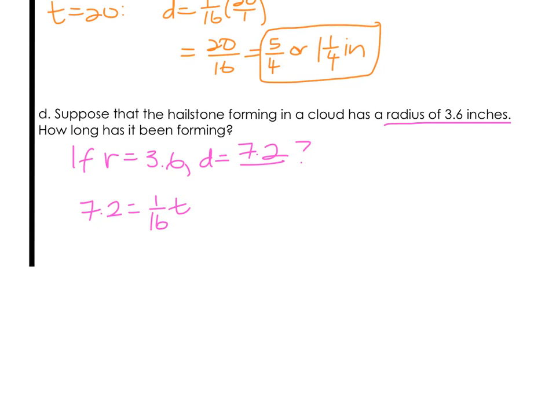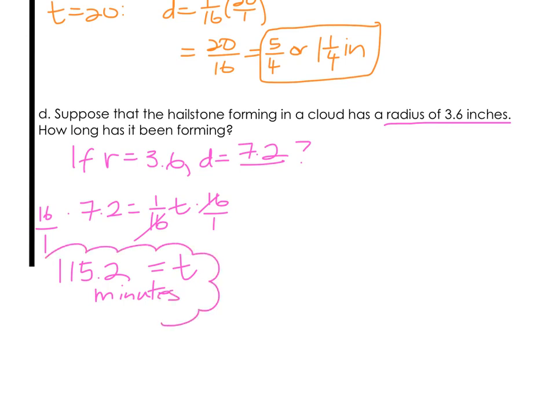To get T by itself, I'm just going to multiply by 16 over 1, which is the reciprocal. Cancel that out. And our time would be 115.2, and our label is minutes. That hailstone's been forming for quite a while. Must be a pretty big thunderstorm. All right, there we have it, everybody. That's lesson 2.5.